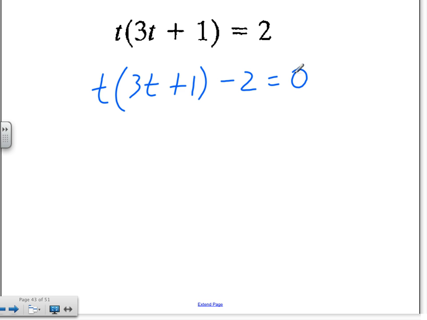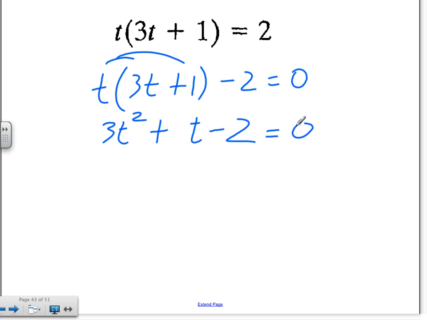Is that correct? I just moved the 2 over, right? Subtract 2 from both sides, and that's what you see. But you also realize something. Hey, can I do something extra here? Distribute it, right. If I distribute that, what do I have? 3t squared plus 1t minus 2, right?